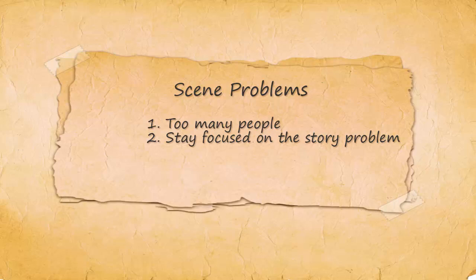Many times those diversions are just a result of the writer getting off track because they can't deal with the real issue at hand there. So be careful that we don't get off track. You as the writer have to make that call, have to make that decision if you're getting off track or not. Other scene problems are unmotivated opposition.